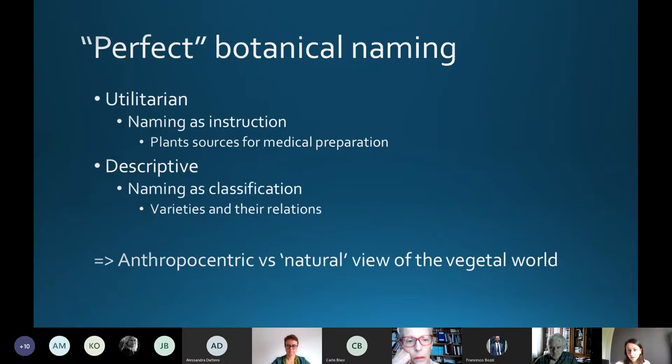To conclude, the notion of correctness in naming is complex and shifting and has multiple dimensions. It has a utilitarian dimension, which has to do with the correct understanding of the properties of a plant and hence its use. And we can't forget that from a practical point of view, plants were the main source for medical preparations, and one paramount concern was to identify them correctly in order to use them in the right way. We can recall Johnson's polemic over fleawort or fleabane, and also the polemic against the herb women.